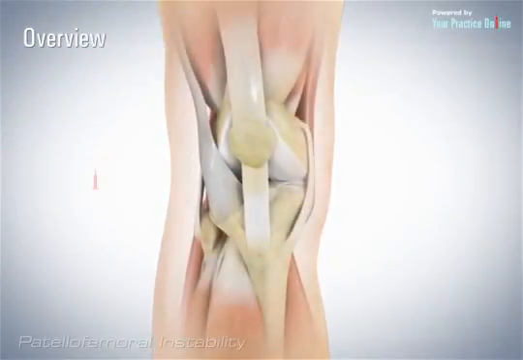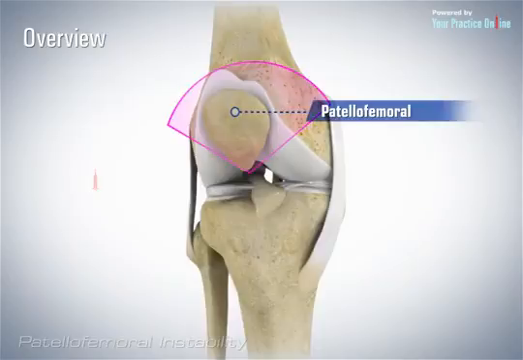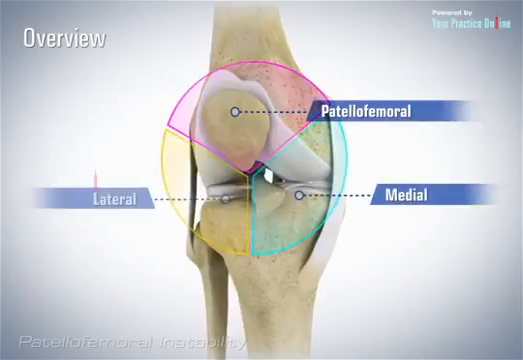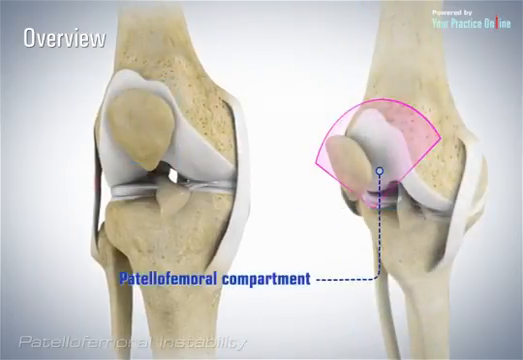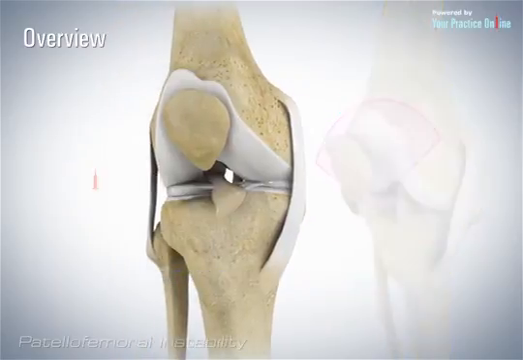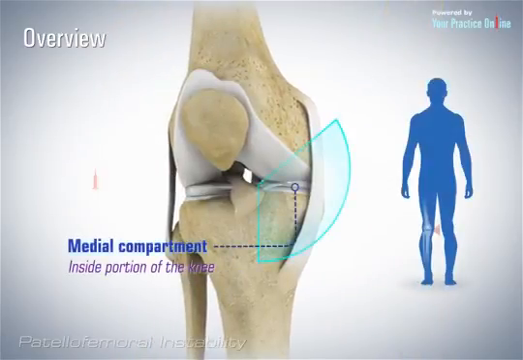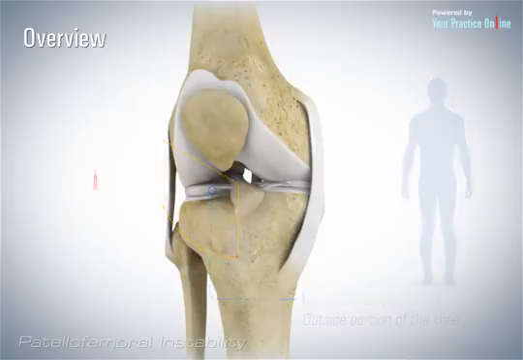The knee can be divided into three compartments: patello-femoral, medial, and lateral compartment. The patello-femoral compartment is the compartment in the front of the knee between the kneecap and thigh bone. The medial compartment is the area on the inside portion of the knee, and the lateral compartment is the area on the outside portion of the knee.